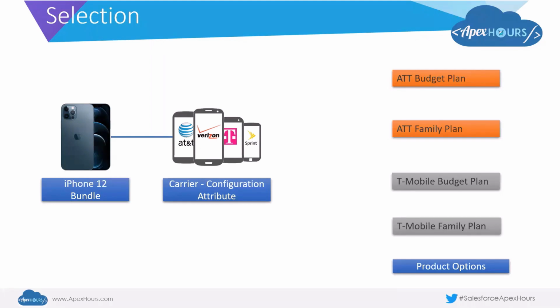So we have a bundle, we have multiple product options, and we have a configuration attribute. So now, say for example, the carrier the user picks is AT&T.